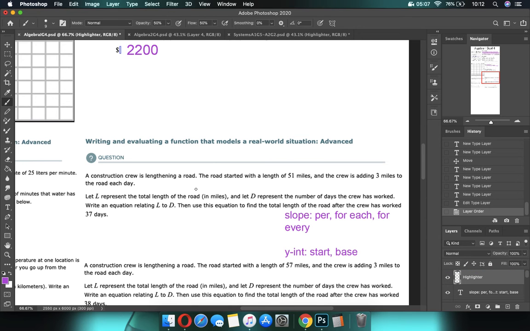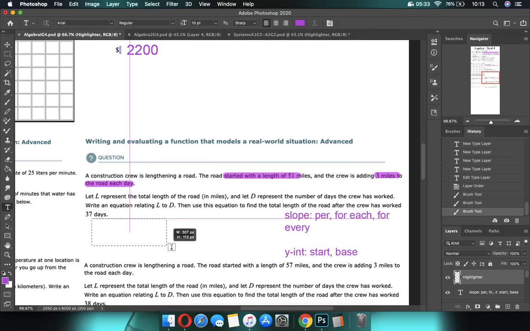There's my highlighter. All right, so we had there we go. Started with a length of 51 miles, and then it's 3 miles to the road each day. That gives us everything we need in order to write our equation.